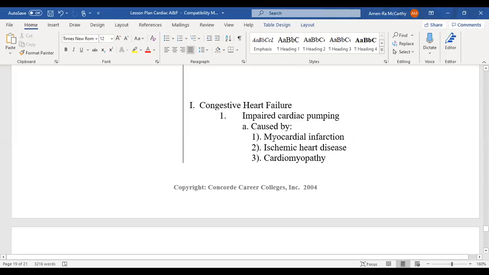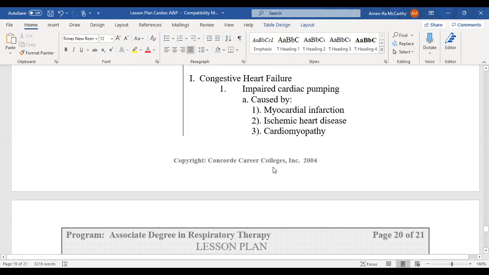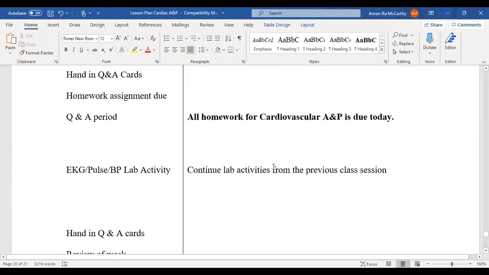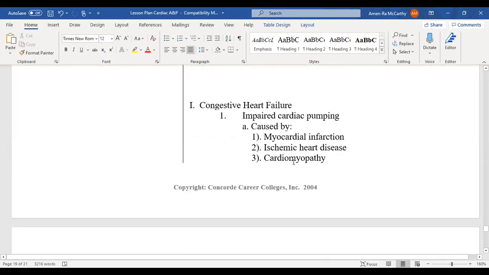Congestive heart failure can be caused by a heart attack, which is myocardial infarction. Ischemic heart disease, that just means you have blockages where you can't get the blood to the heart, which is ischemia. Or cardiomyopathy. All right, cardiomyopathy. That is the last part of the lesson there.